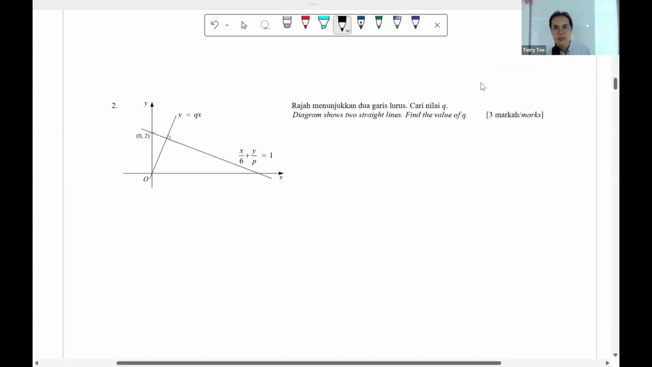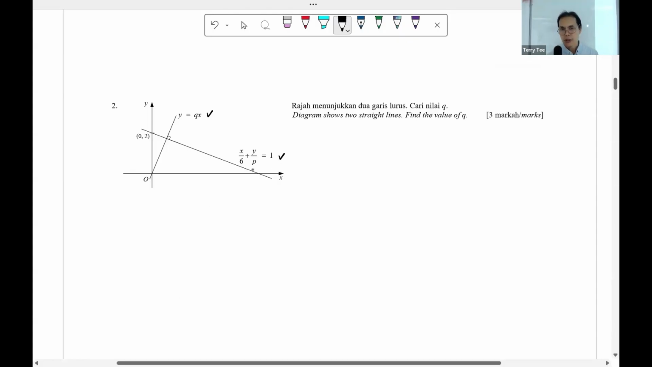All right, question number 2. This is from Form 4, Chapter 7, Coordinate Geometry. Right. So the diagram shows 2 straight lines. Find the value of q. So you notice that they give us the equation of both lines. First one in terms of q, second one in terms of p.